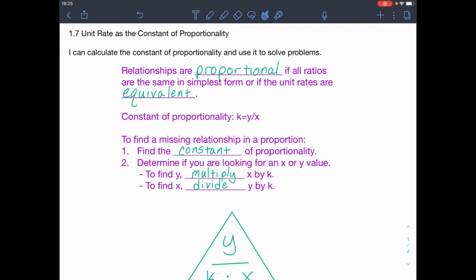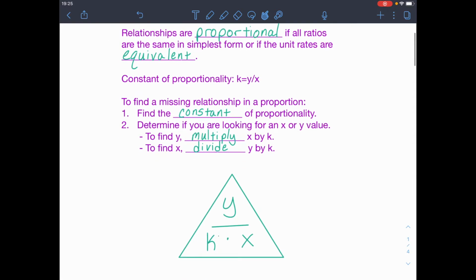We've already seen that relationships are proportional if all ratios are the same in simplest form or if the unit rates are equivalent. We've calculated this constant of proportionality, or set of equivalent unit rates, by taking our y and dividing it by our x. Once we have a constant of proportionality, we can use it to find missing values in a proportion, using either multiplication or division. We've even used our fact family triangle to help us keep straight when we need to multiply values with our constant of proportionality and when we need to divide.